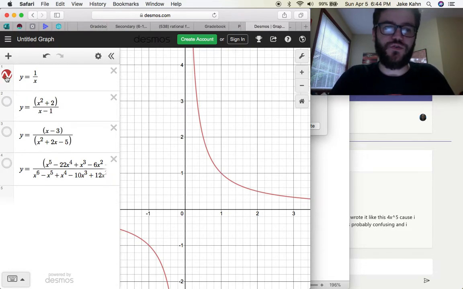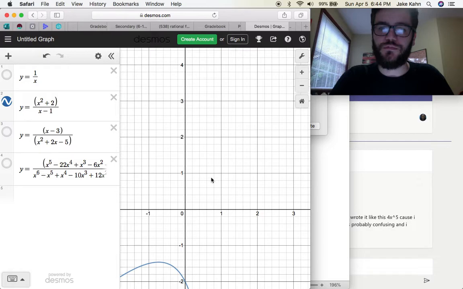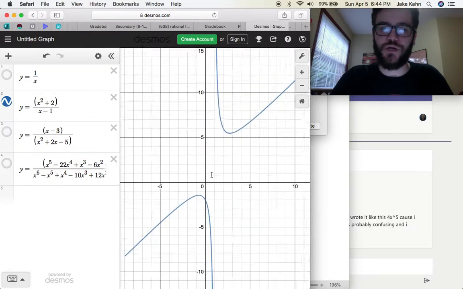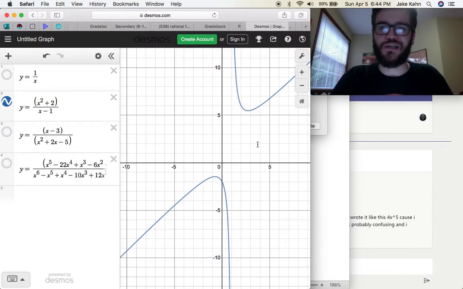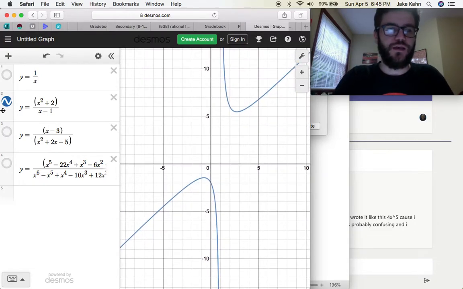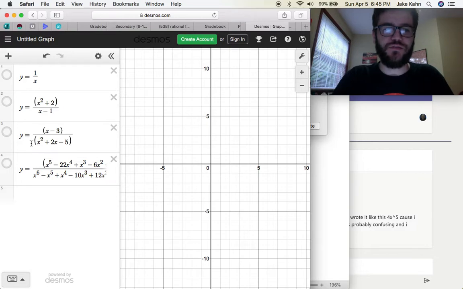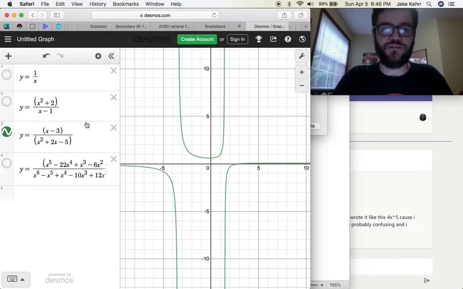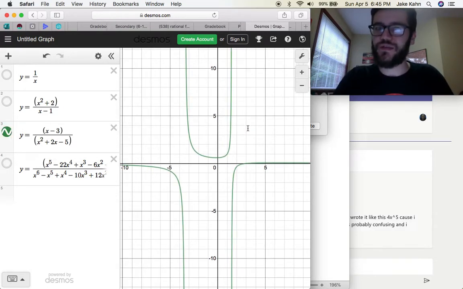x squared plus 2 over x minus 1 looks like this. Let me zoom out a bit. Almost looks like a Nike swoop a little bit. Getting a little bit crazier: x minus 3 over x squared plus 2x minus 5. This looks like it has 3 separate parts to it. A really, really strange rational function.